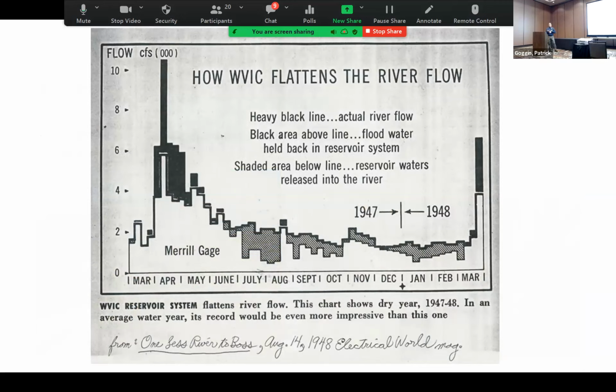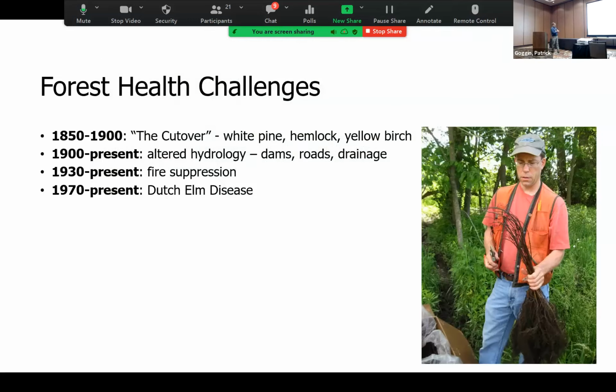This was just another cool old chart I thought you'd be interested in. It's from 1948, and it was sort of bragging about the dam system along the Wisconsin River and how well it evened out the flow. The dark black line in the middle indicates the flow of the river, and the shaded area above indicates the water that was held back by the dams. In other words, these would have been the peak. Whoops, turn it.